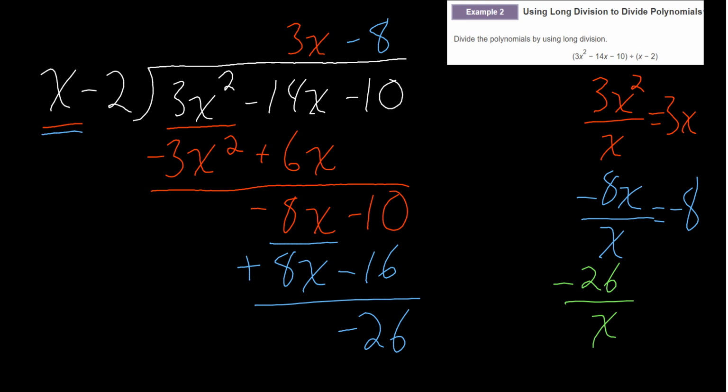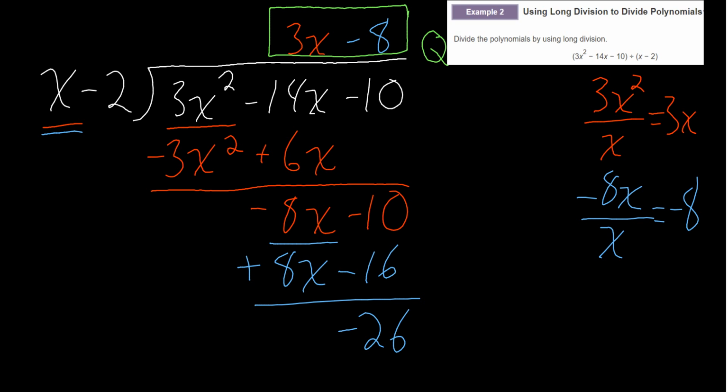So here's what we're going to do. Looking at my long division here, we're going to define some things. This is my quotient. I'm just going to put a Q there for right now. This is my remainder. This is my divisor.